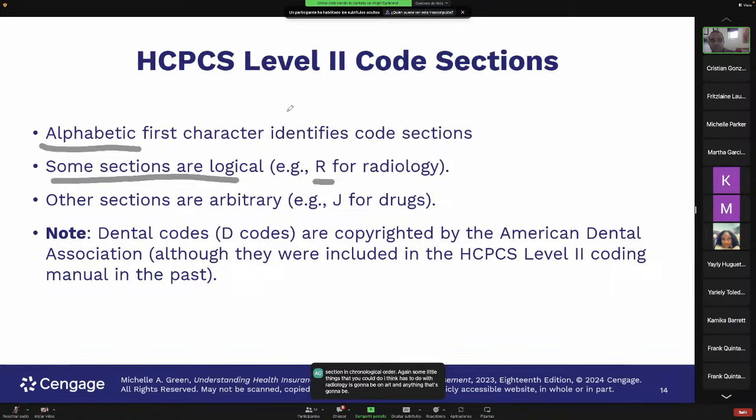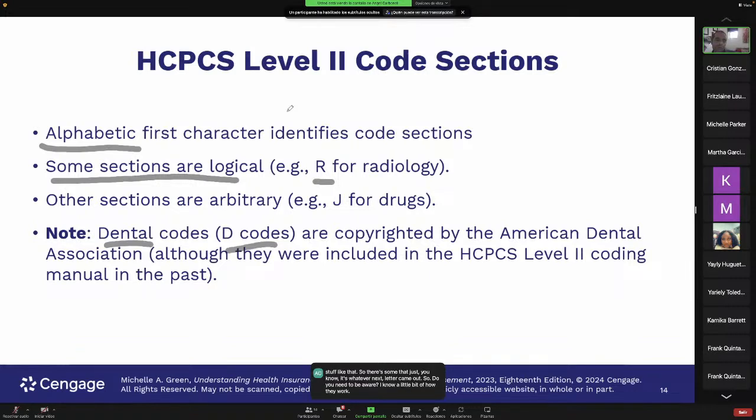there's 2 more. I'm going to show you now. Dental, there you go. Dental is here. Dental D codes and stuff like that. So there's some that just, it's whatever next letter came out. So you need to be aware and know a little bit of how they work.